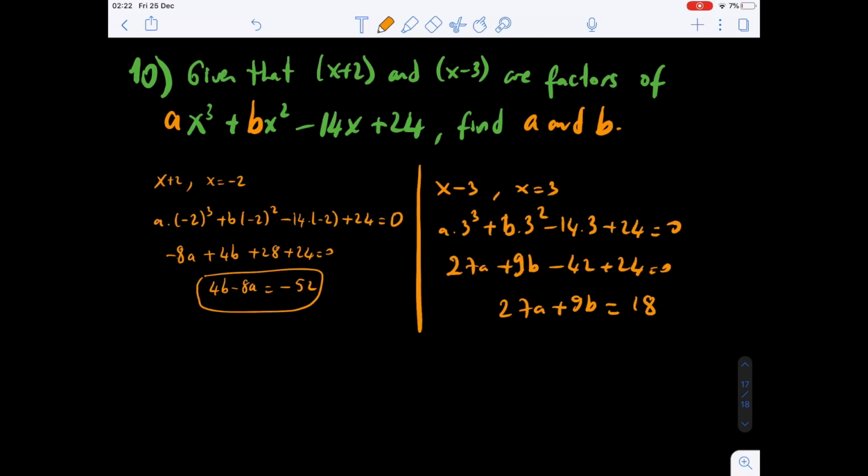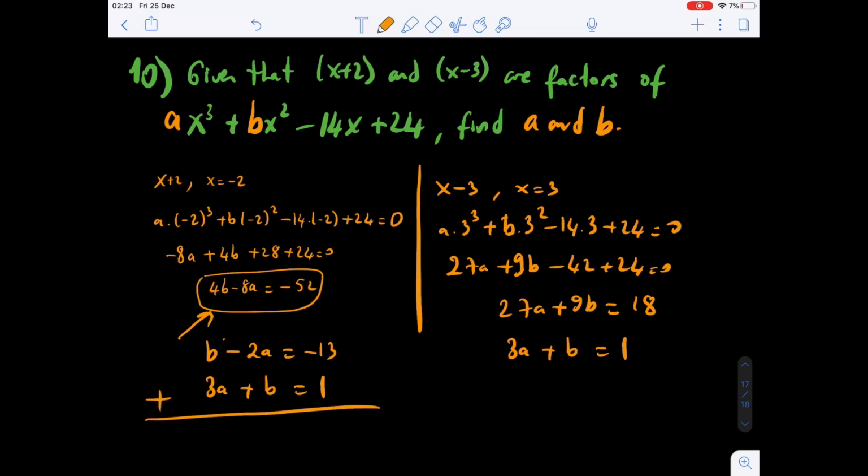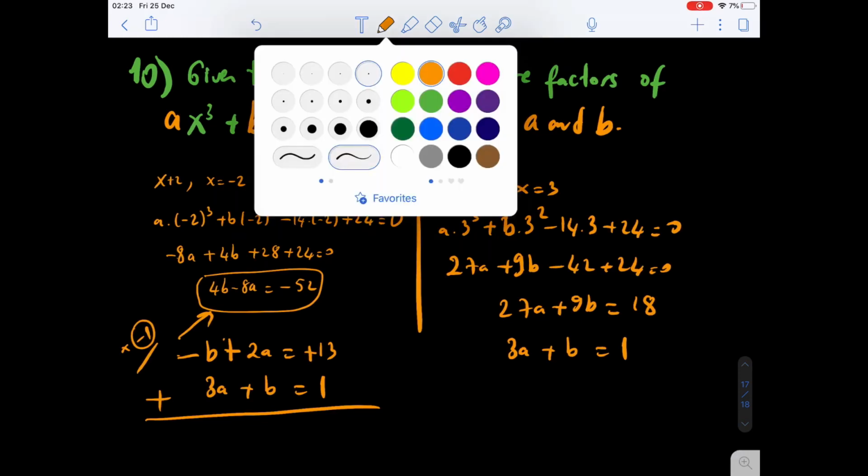So I can simplify by 9. I'm going to have 3a plus b equals 2 again. And I can simplify the other equation by 4. You're going to have b minus 2a equals negative 13. So you have two equations again. Copy this and paste here. If you multiply by negative 1 here, you're going to have negative b plus 2a plus 13. So right now I can eliminate easily.